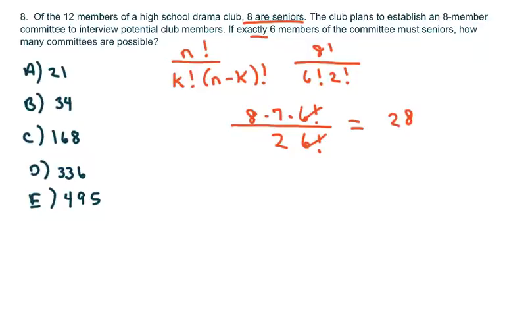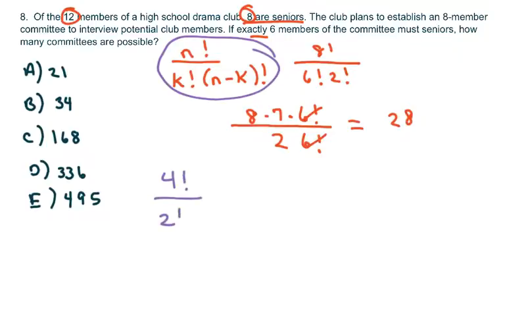So now there's 12 minus 8 is 4, so we have to take care of the 4 non-seniors. So that's using the same formula. We get 4 factorial over 2 factorial times 2 factorial, which gives you 4 times 3 times 2 factorial over 2 factorial times 2 factorial, which is 2. That cancels, and so that gives you 6.